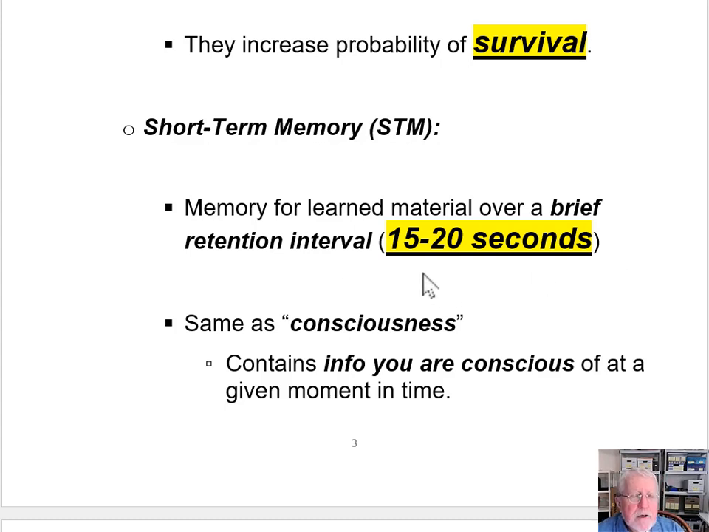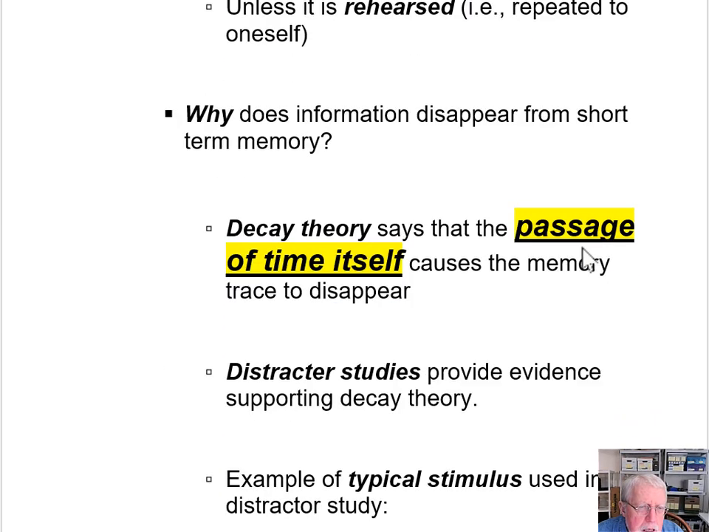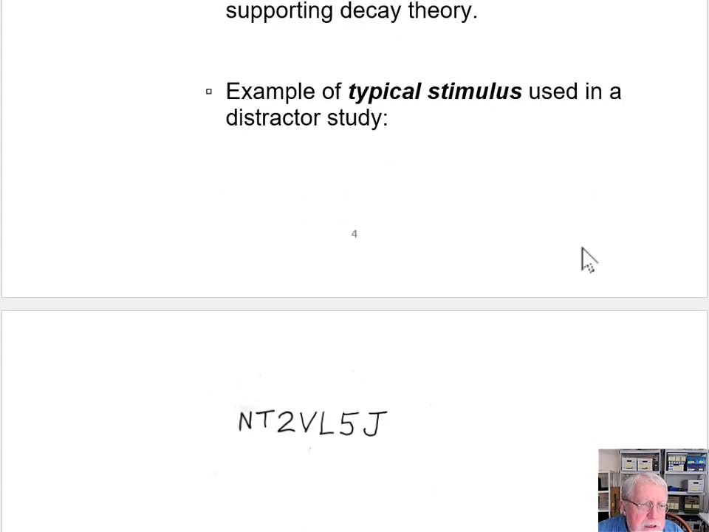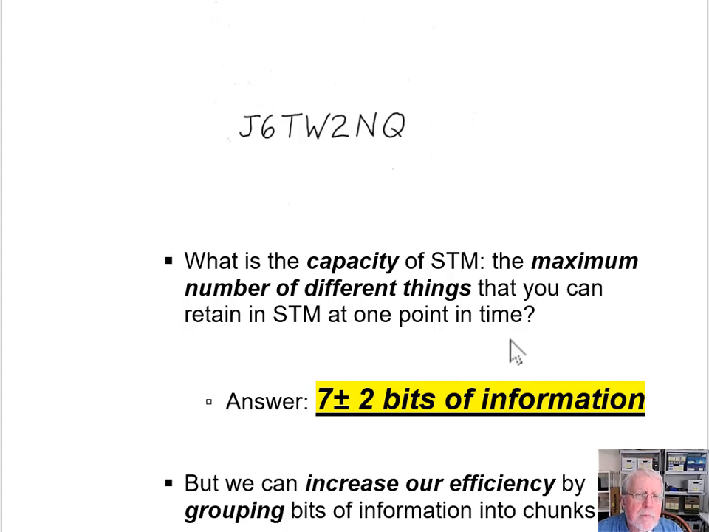I want you to be familiar with the distinctions between short-term memory versus long-term memory. We've already seen one of them. In short-term memory, information disappears quickly. Information doesn't last very long. Here's the second distinction between short-term memory versus long-term memory. And we haven't gotten to long-term memory yet, but it's coming. Another characteristic of short-term memory is this. Short-term memory has limited capacity.